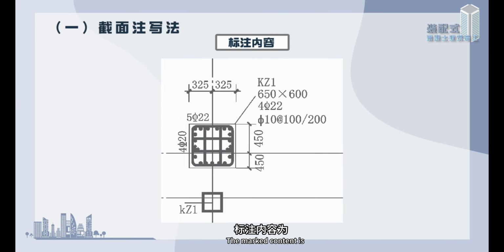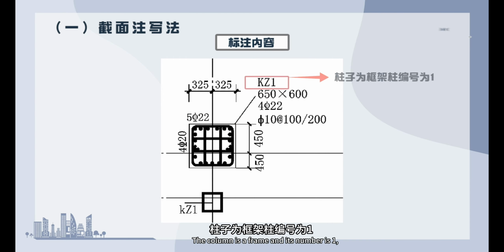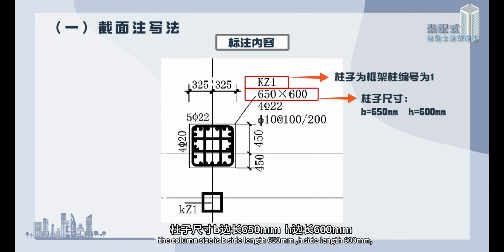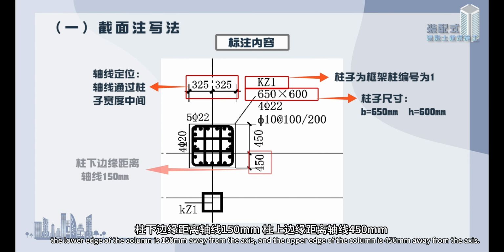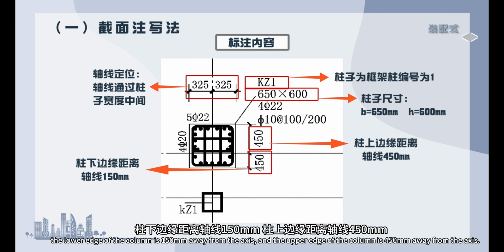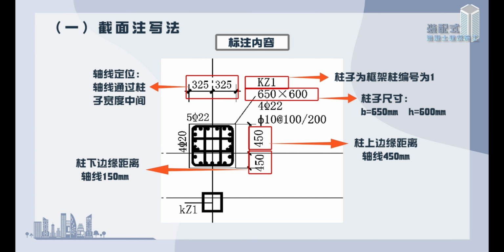The marked content is: the column is a frame column and its number is 1. The column size is B side length 650 mm, H side length 600 mm. The axis positioning: the axis passes through the middle of the column width. The lower edge of the column is 150 mm away from the axis, and the upper edge of the column is 450 mm away from the axis.